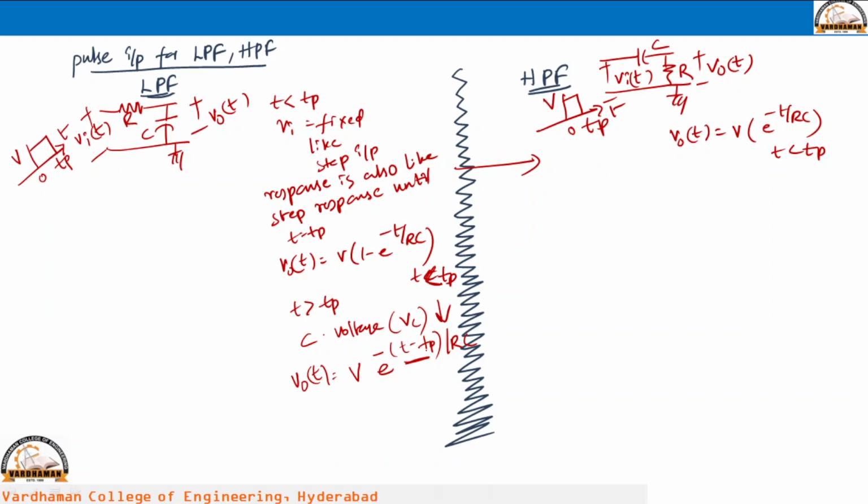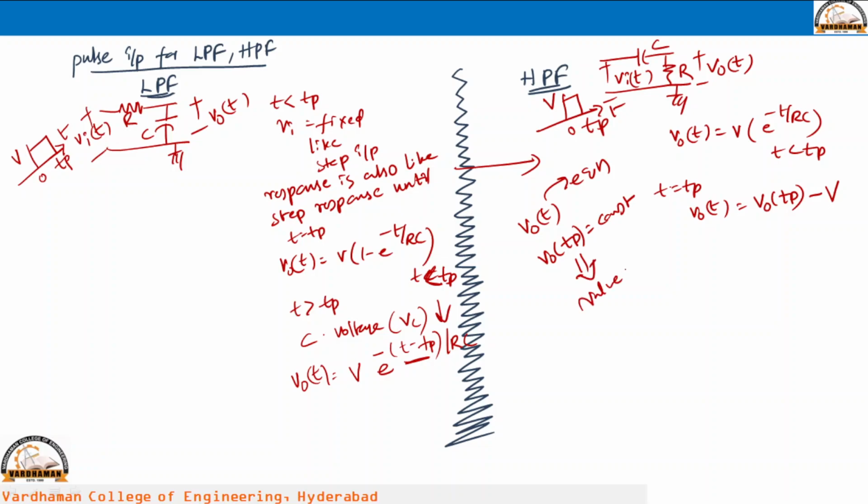Okay. In a similar manner, at t is equal to Tp, what is happening? There is a sudden change in the input, so there is a sudden change in the resistor voltage, that means the output of the high pass filter. So, whatever voltage we have in the output, that should have a sudden change, V naught of Tp minus V, like that we have to take. Do not confuse here. V naught of t is the equation because t is the variable, but V naught of Tp is a constant. This indicates the value of V naught of t at t is equal to Tp. So, this is just the value.